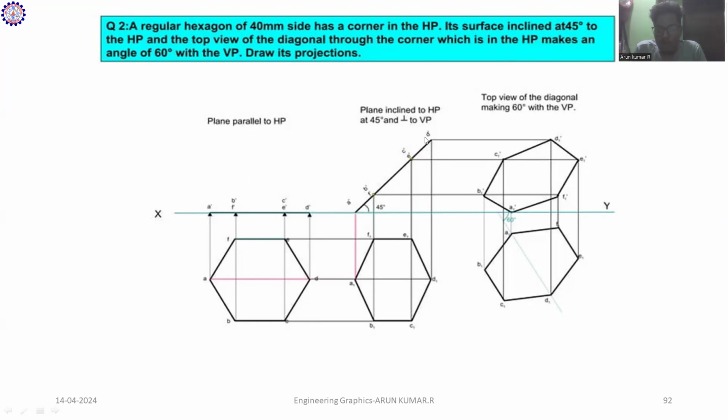Once we have constructed A dash and D dash, the remaining points you have to mark according to the second step. What is the second step? You just measure the distance of A dash, B dash here and mark it similarly. Then measure the distance of D dash, C dash, E dash similarly, or else you can measure from B dash.